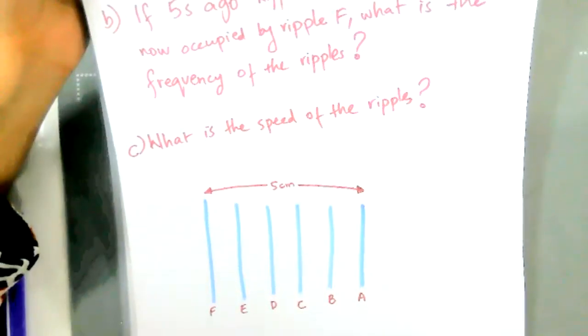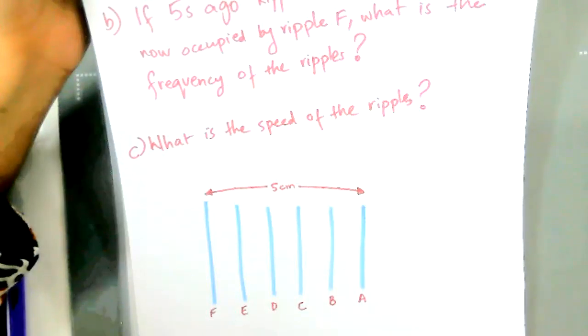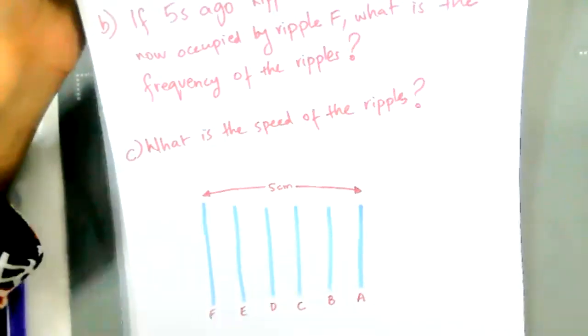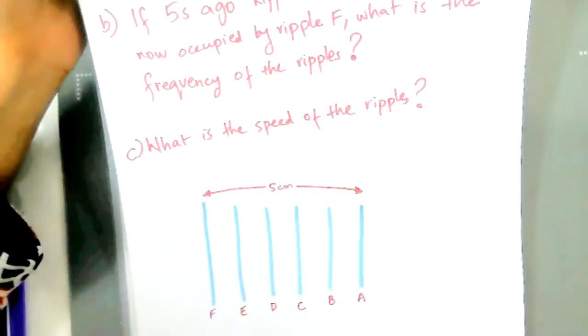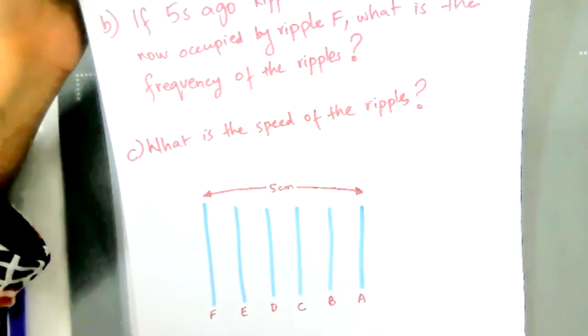Yes, Hala. There are six crests, but there are five waves. So we divide the 5 centimeters by 5 and we get 1. Very good. Yes, you are right.